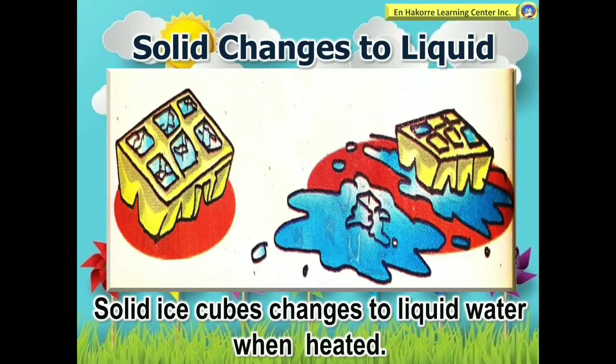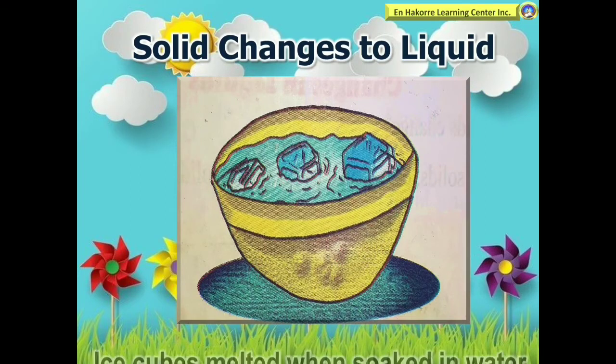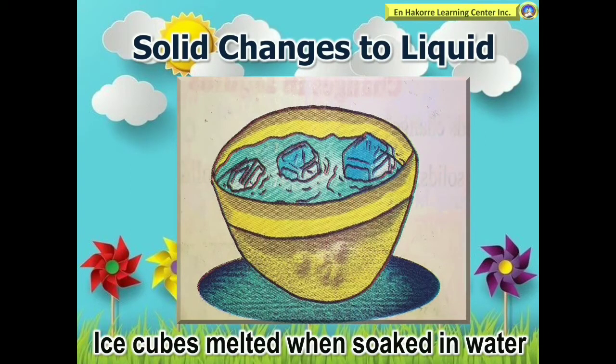The next one, children, is on page 39 of your book. You have there another solid change to liquid. The ice in the bowl, as you can see, can also change into liquid form. Ice cubes melted when soaked in water. So again, the ice cubes melt when soaked in water. It changes its form from solid ice cubes to liquid water.